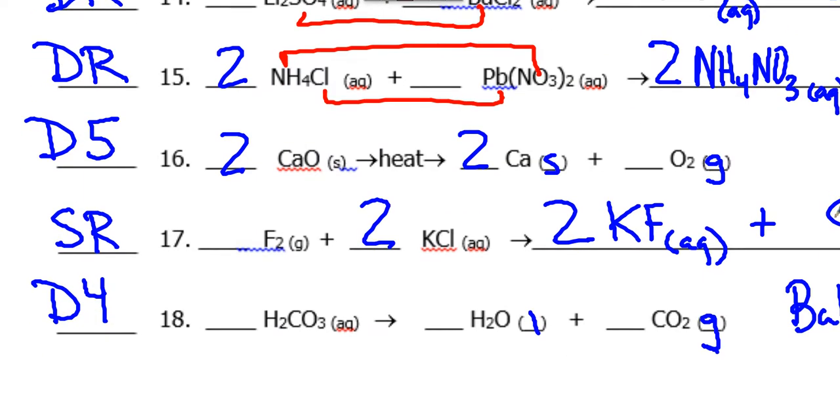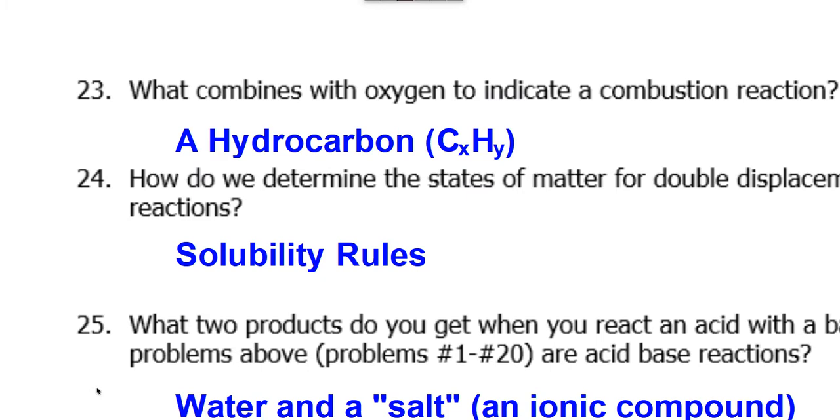We have another decomposition using heat. We have another single replacement. Fluorine is a non-metal, and it's the highest on the list. So that means fluorine's going to take the place of that chlorine. And then we have potassium and fluorine together, and chlorine is all by itself. And one more decomposition. It's an acid decomposing.